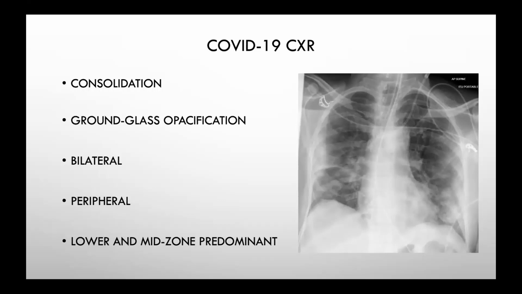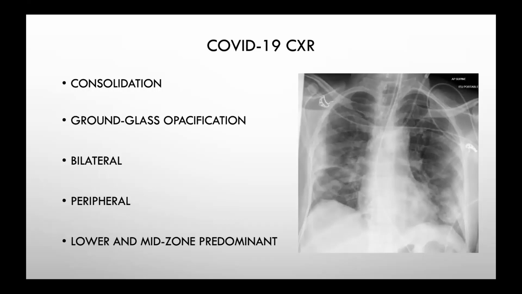Broadly speaking, this is what you might expect to see. So consolidation, and that's the dense white that you can see in the left lower lobe of this picture. You might see some ground glass opacification. Ground glass opacification we'll come back to later. Traditionally, it's something that's been described on CT imaging rather than chest x-rays.